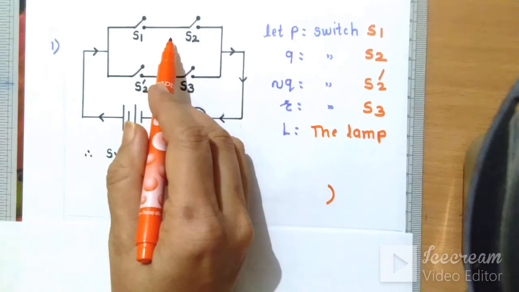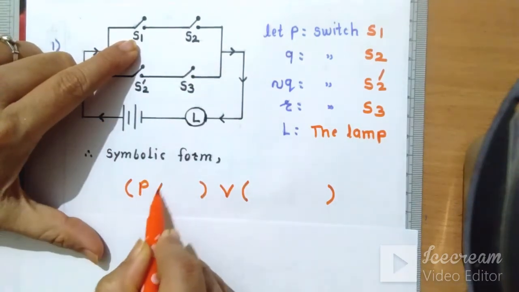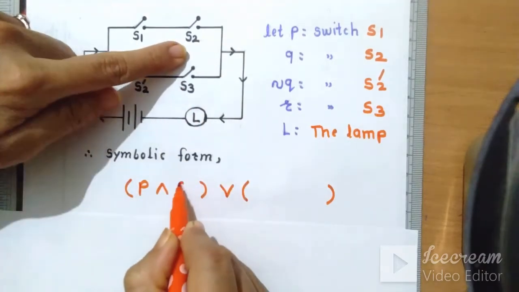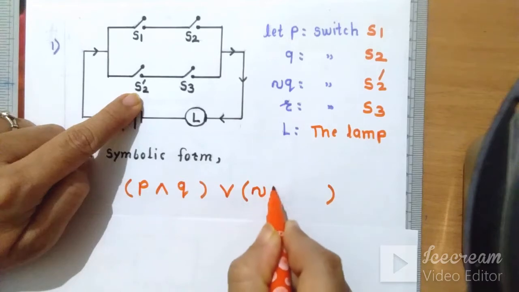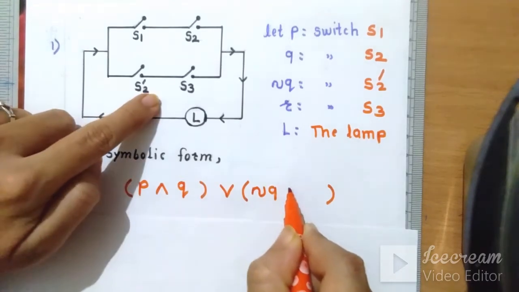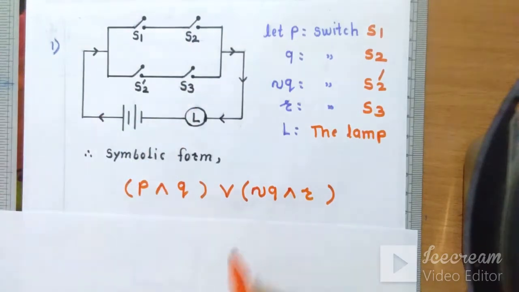Now in the first line these 2 switches are in series. So series means again we will use the conjunction symbol. So S1 means P conjunction, S2 means Q, and in the second, S2 dash means negation Q, again conjunction since in series, S3 means R. This is the required symbolic form.